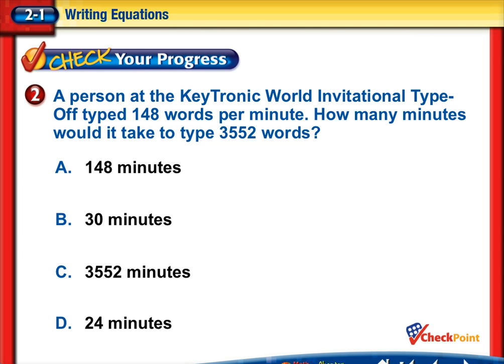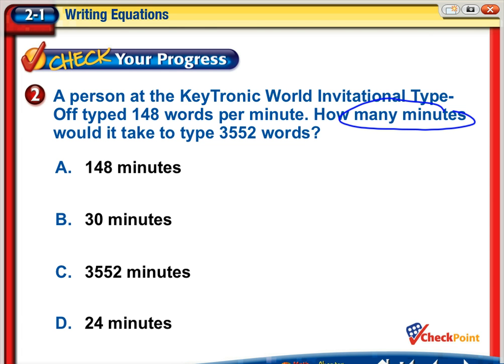So, what do you have to define? What's the unknown? Minutes. See? Right here, you circle right away. How many minutes would it take to type that? So, what variable should I use for minute? M. So I'm going to write M stands for minutes needed to type 3,552 words. Okay, we good with that? So I got my definition down for the variable.